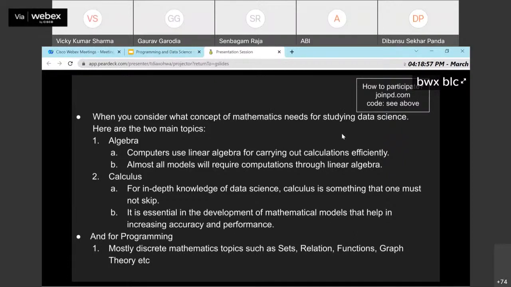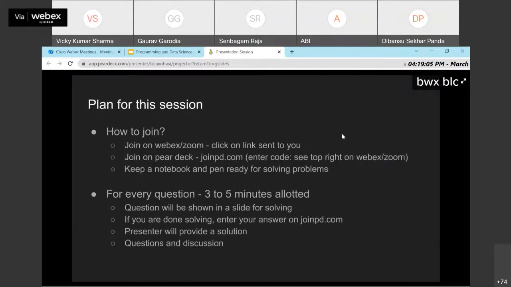But when it comes to data science, you know that there are so many concepts coming in. So the plan for today's session is that I'll be giving you a question, and I'll be giving you 3 to 5 minutes for that particular question, and I'll show you how the sample questions look like.